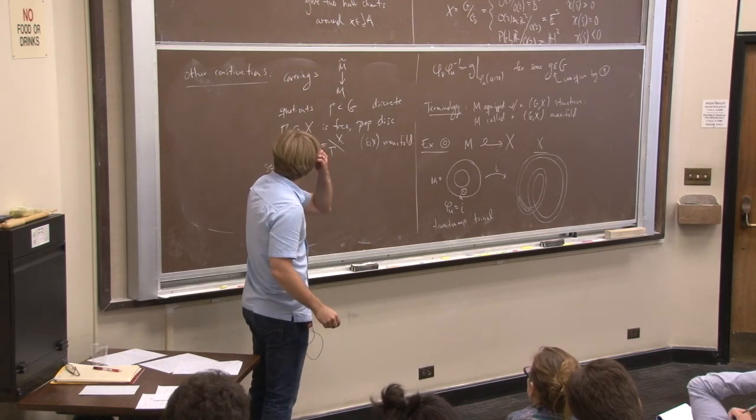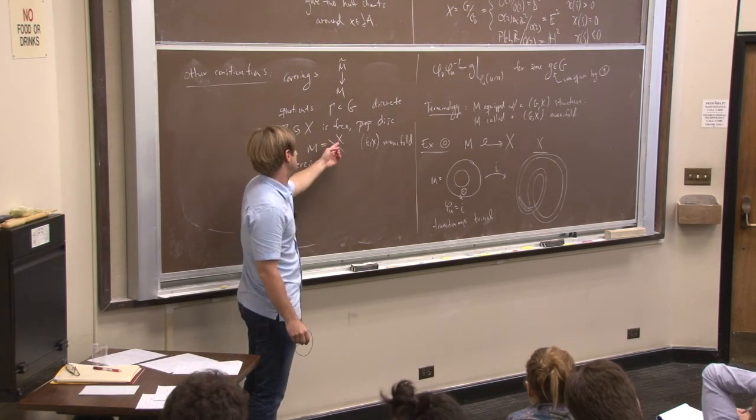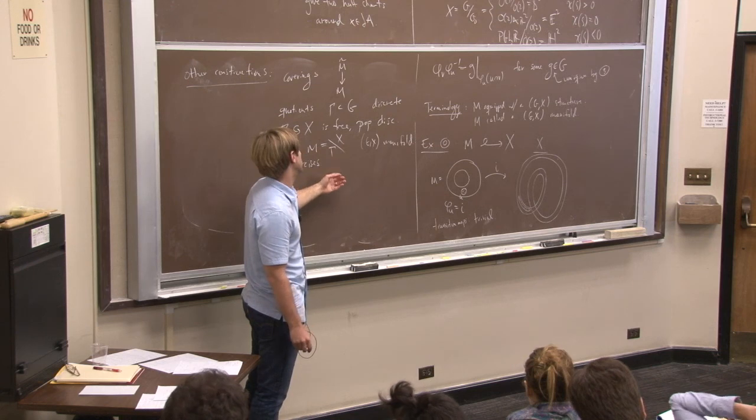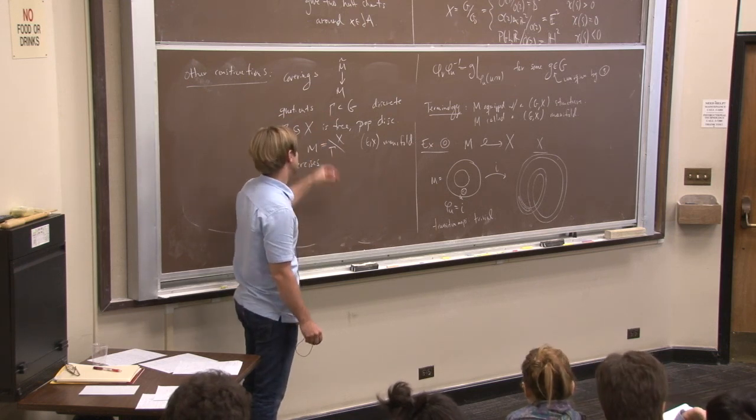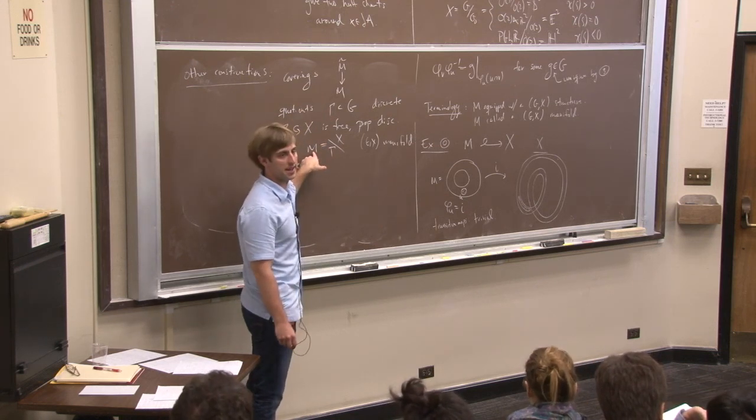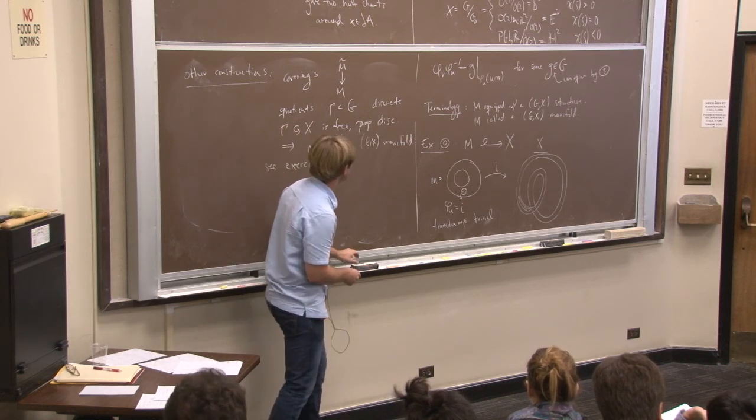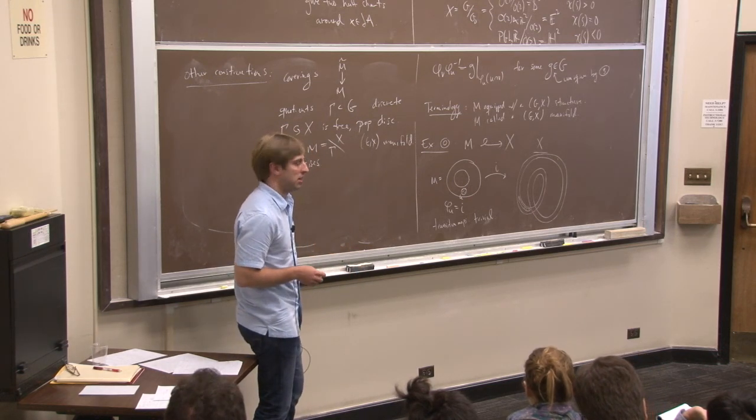Intuitively, what are the charts? Well, because the action is free and properly discontinuous, small open sets in X descend diffeomorphically to open sets in M. Those are the charts. Okay. All right, questions?